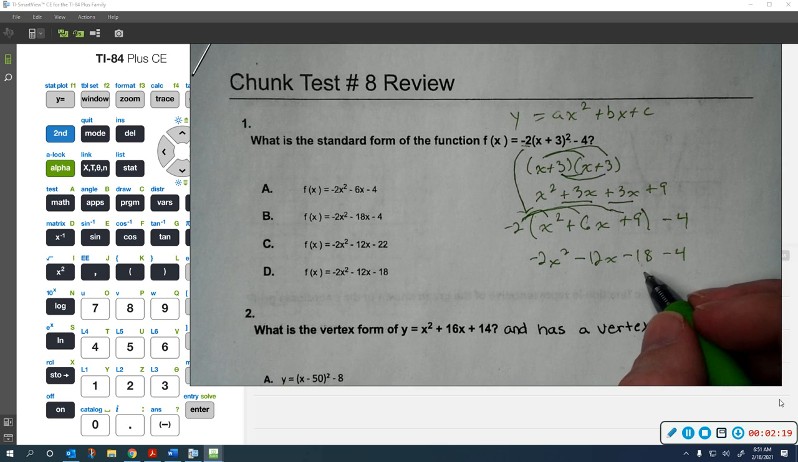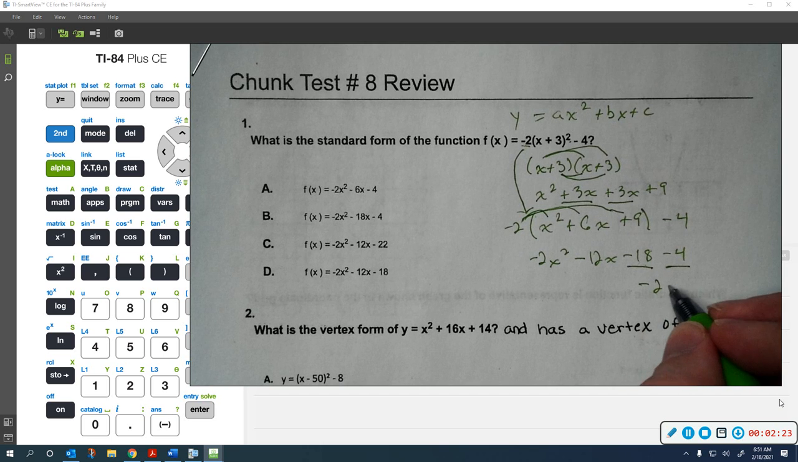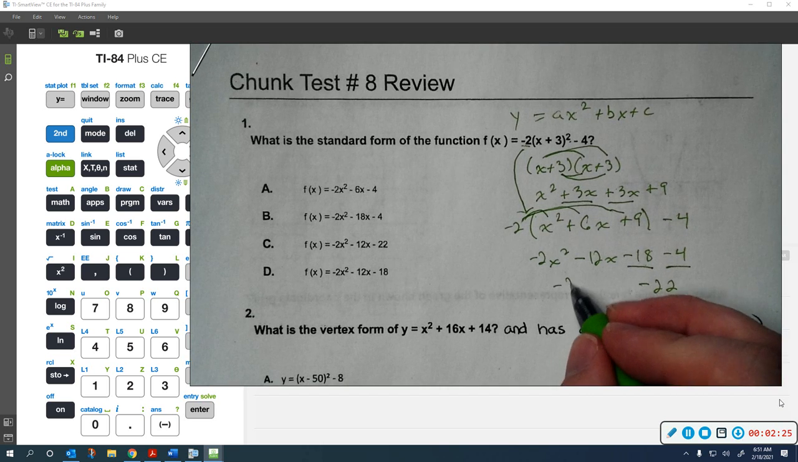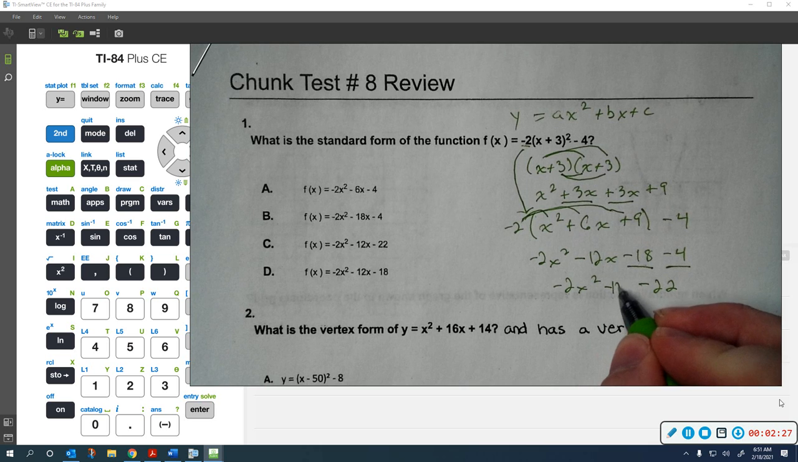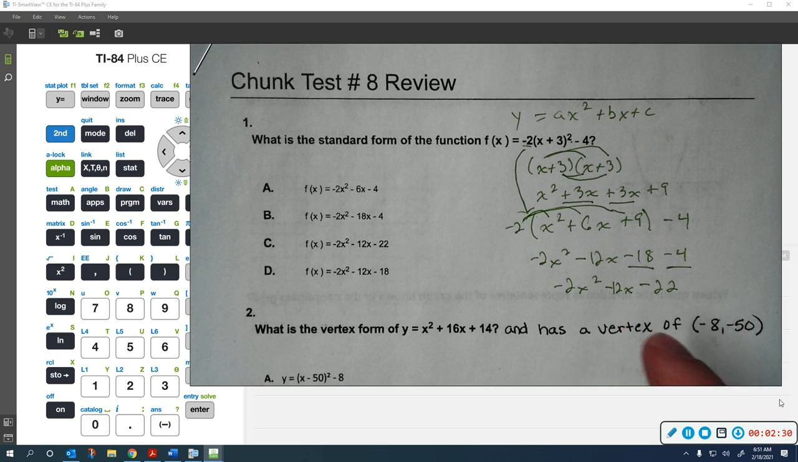Once again, we have like terms to combine. -18 and -4 more is -22. So I get -2x² - 12x - 22, which matches up with answer C.